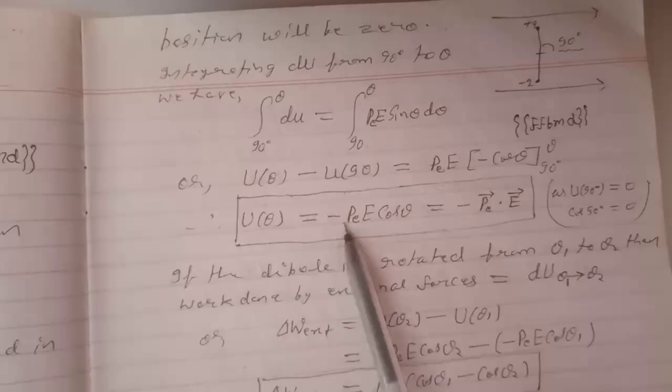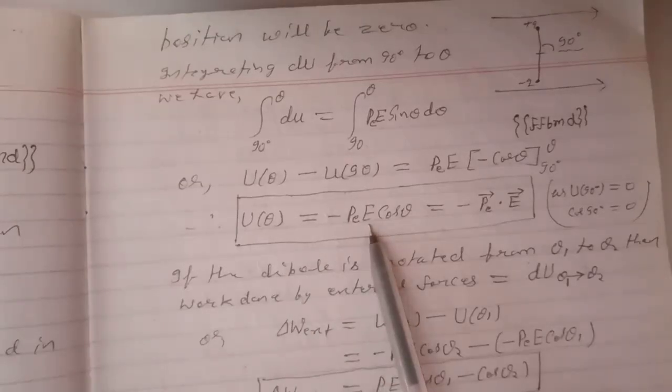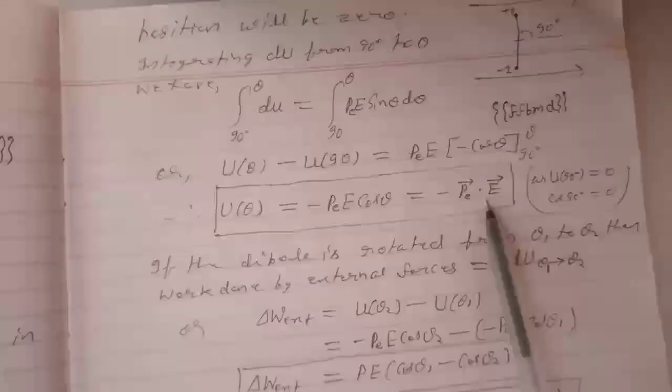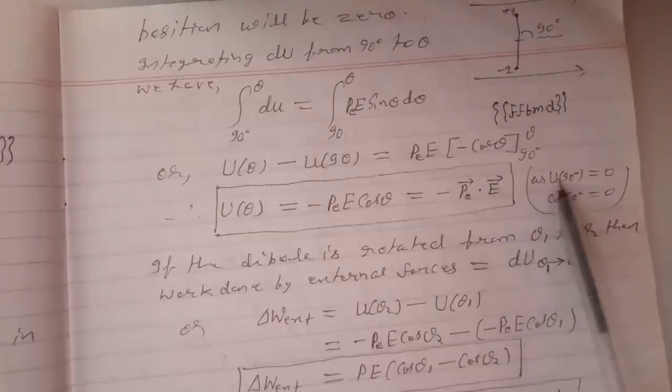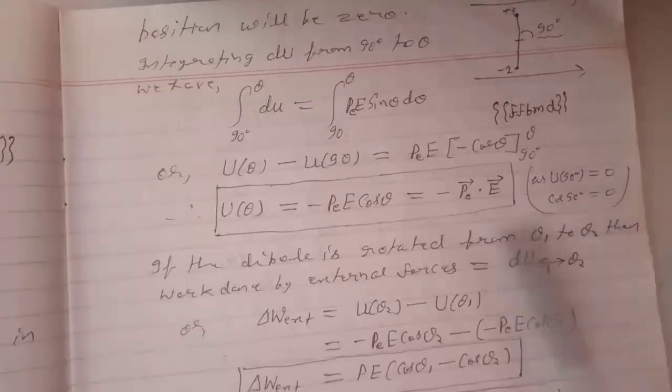Hence U(θ) equals minus pE cos θ, or minus p vector dot E vector, because U(90°) equals 0 and U(90°) cos 90° equals 0.